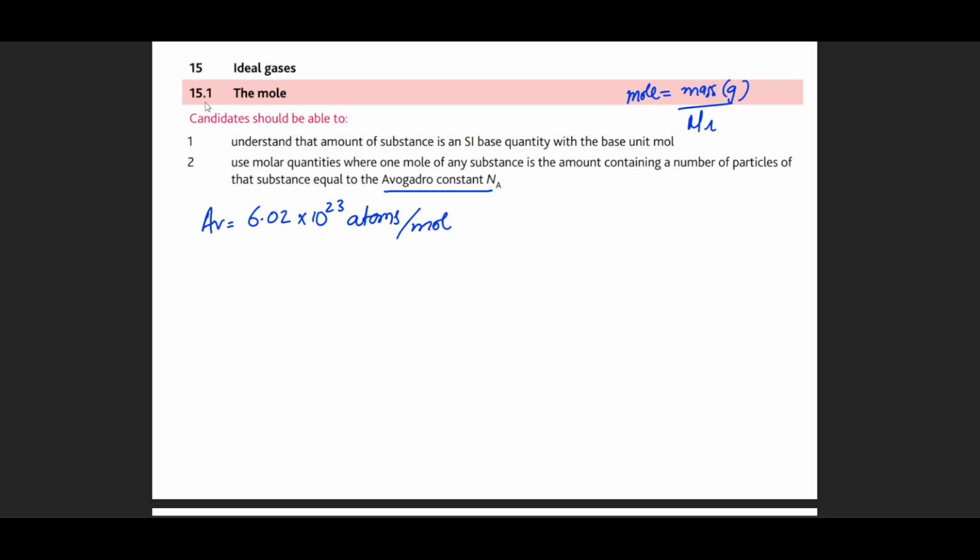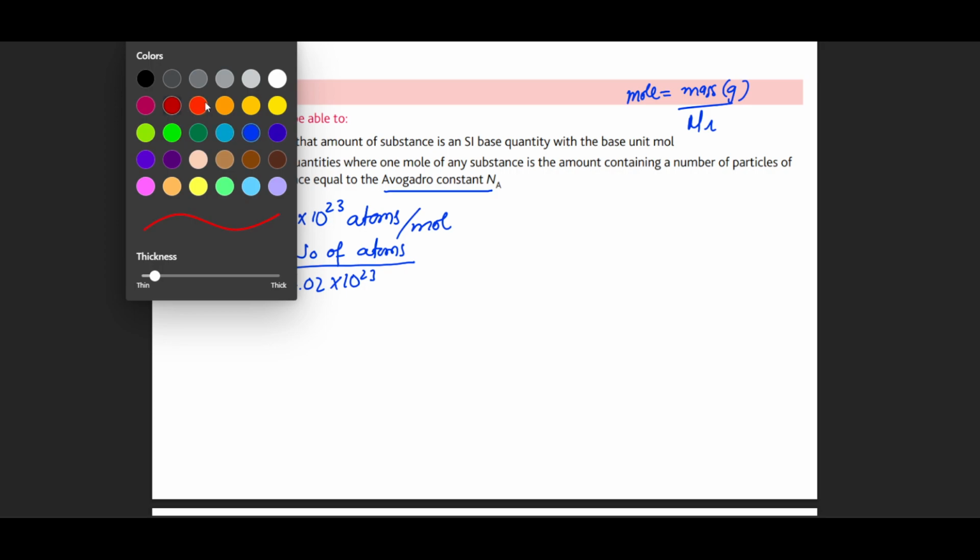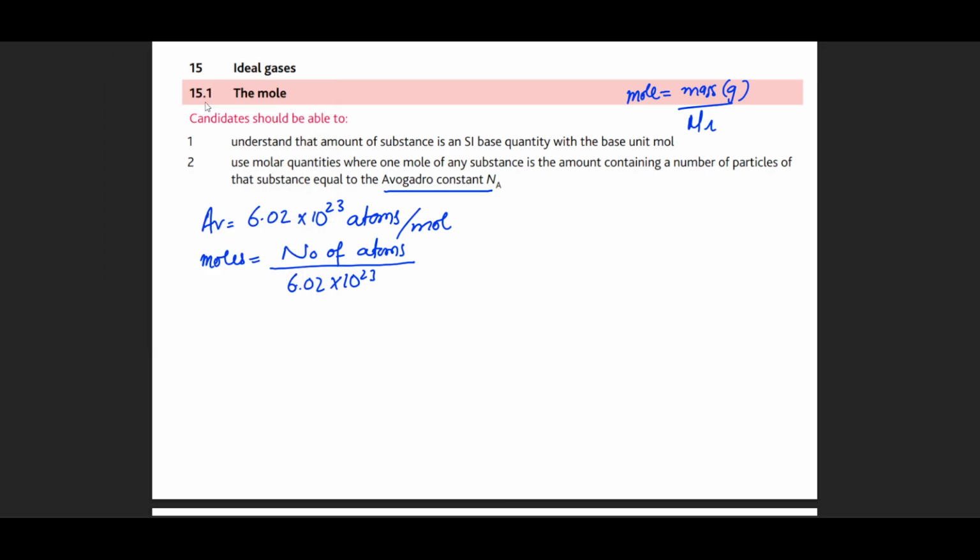Another formula for mole is generally written down as moles equals the number of atoms of that sample divided by Avogadro's number, which is 6.02 × 10^23 atoms per mole, right? So moles can also be found by this method. Then we have the second point that we've already discussed in terms of the number of atoms, what Avogadro's number would mean.